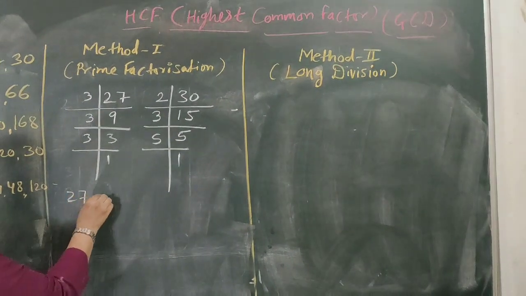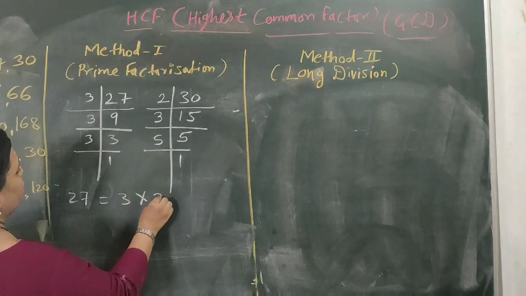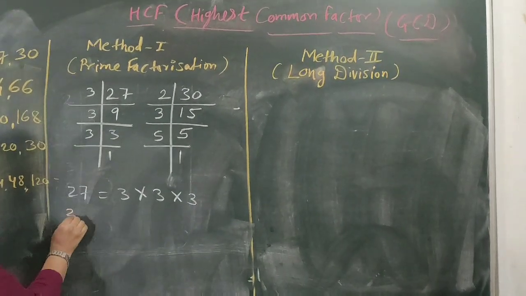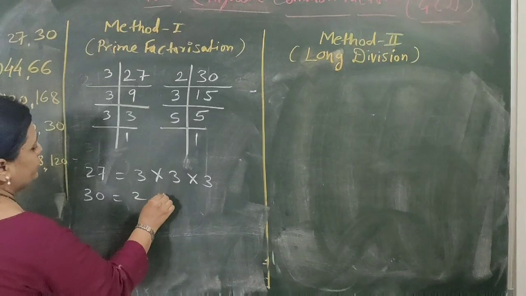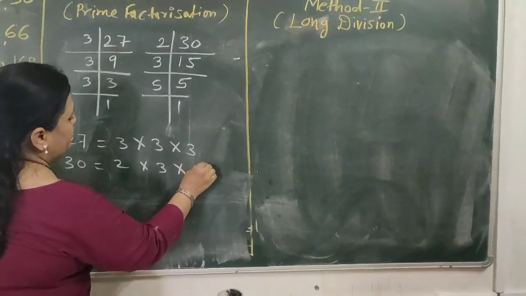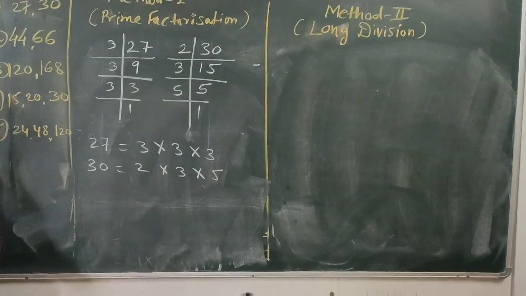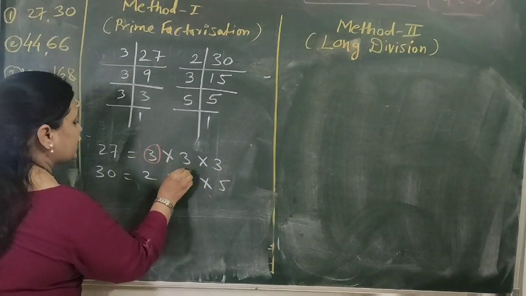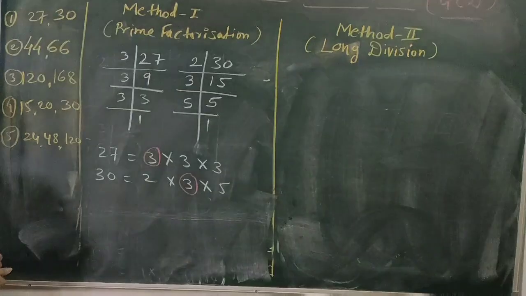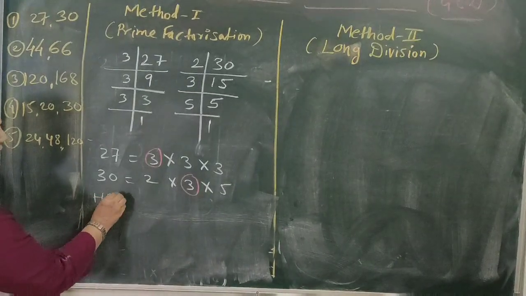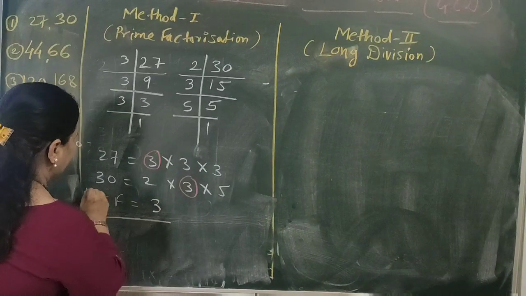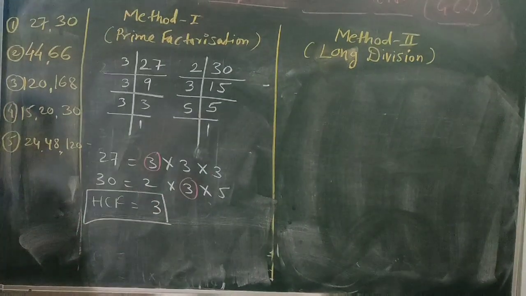Now 27 is equal to 3 into 3 into 3. And 30 is equal to 2 into 3 into 5. So these are the factors. Now which is the common factor here? 3 is the common factor, not any other factor. So directly it will be the SCF of both the numbers. So SCF is equal to 3.